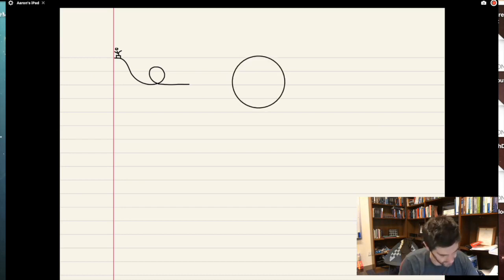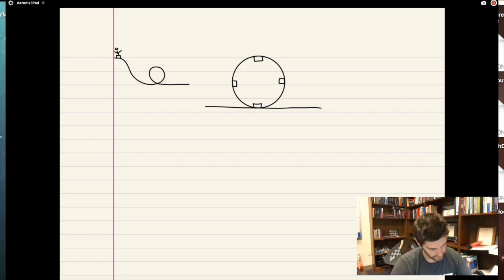So let me redraw the loop. Oh man, another perfect circle. Then here's the start and end. So I could ask, when the car is at each of these four points, what's going on? In all of these cases, gravity always points downward. There's always a gravitational force pointing down.